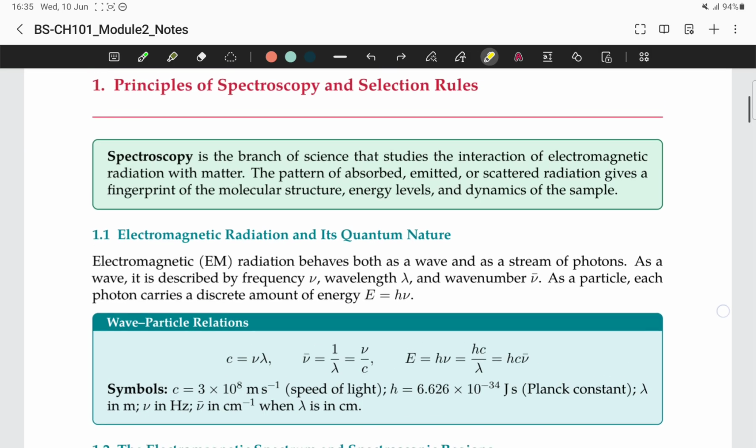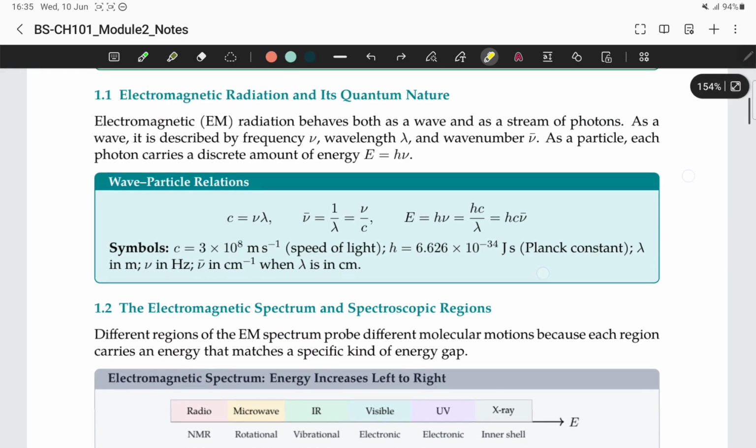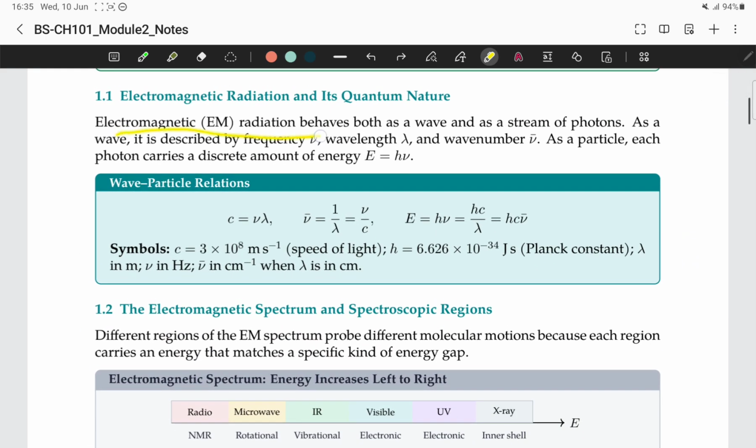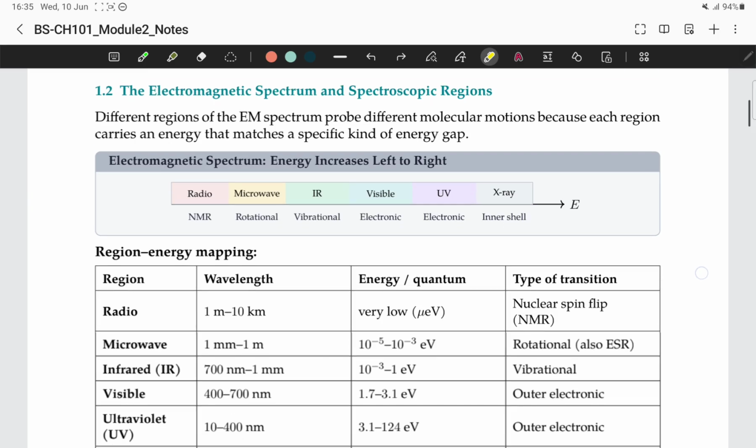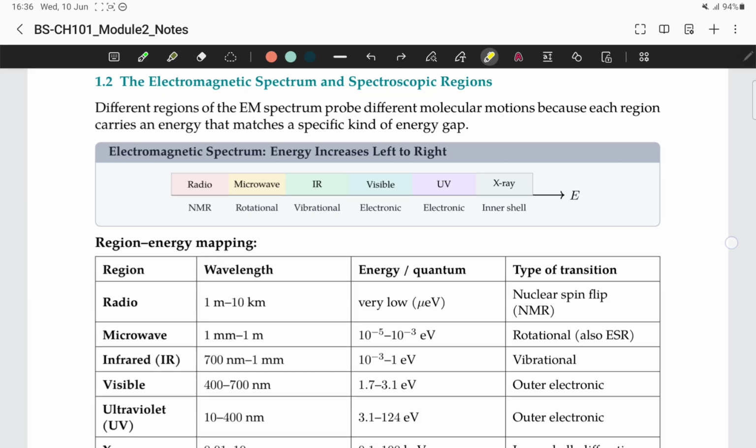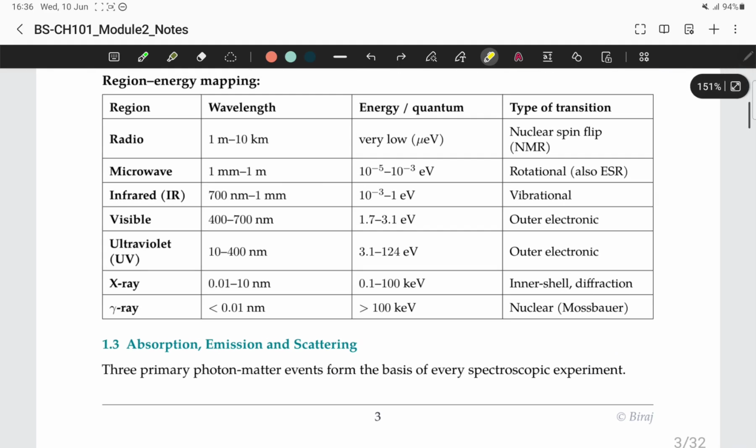In the previous lecture I covered the principle of spectroscopy with the selection rule. There we learned what spectroscopy is: the branch of science that studies the interaction of electromagnetic radiation with matter. We learned about the dual nature behavior of electromagnetic radiation, the most important formula, how the quantities are interconnected and their symbolic expression. Then we went through the electromagnetic spectrum and spectroscopic regions. There is a very important table, and an overview of it is important.